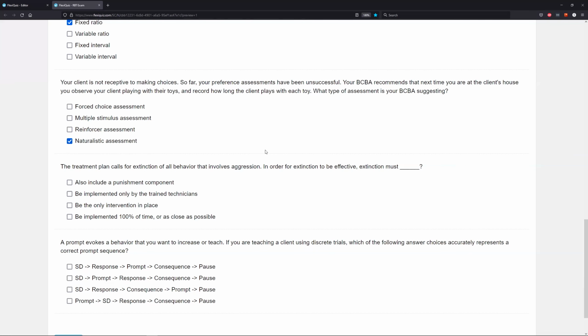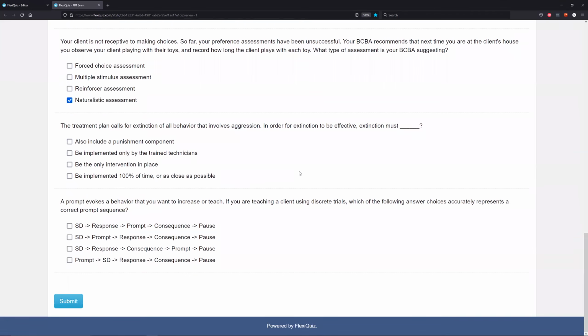hierarchy. The treatment plan calls for extinction of all behavior that involves aggression. In order for extinction to be effective, extinction must what? Okay, so hard to figure out the answer to this choice. Sometimes you can read the question and you already know the answer. In this case, we don't know, okay? We're just looking for the answer that describes extinction as an effective process, okay? What do we do to make extinction effective?